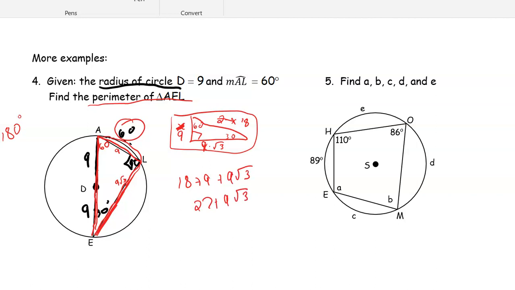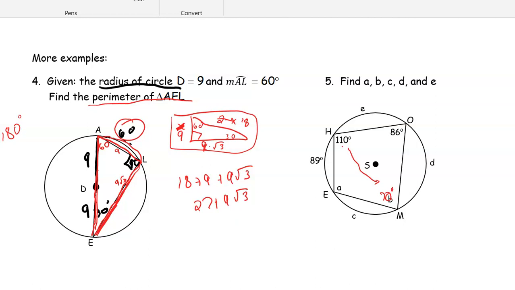All right. So again, a lot of stuff going on there. You really got to kind of be able to think and make some connections. Number 5, find A, B, C, D, and E. A couple of these will be pretty quick. It's one of the rules we just talked about. Opposite angles are supplementary. So we know B must be 70 degrees so that the 110 and the 70 will add up to be the 180.